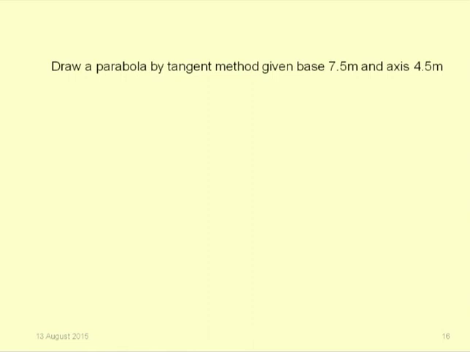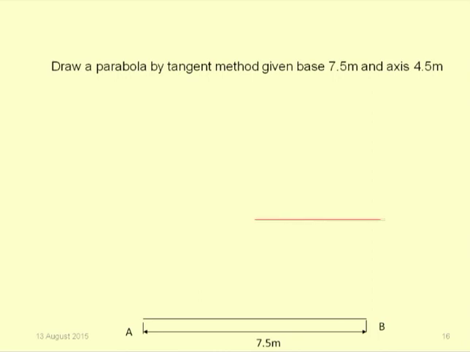So it is another problem on the tangent method to draw a parabola. The line AB given is equal to 7.5 meter. Then the height is given. From this data, create a triangle.